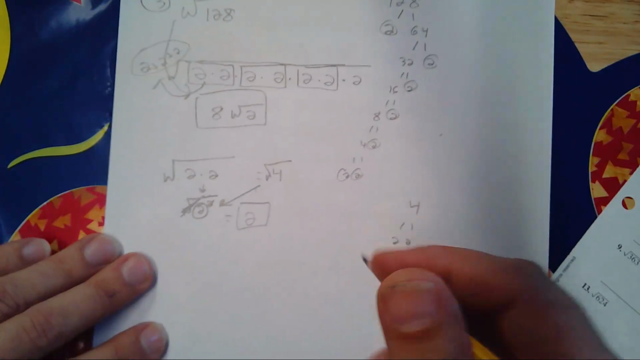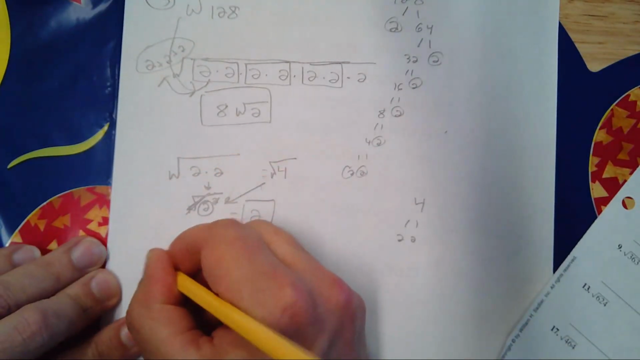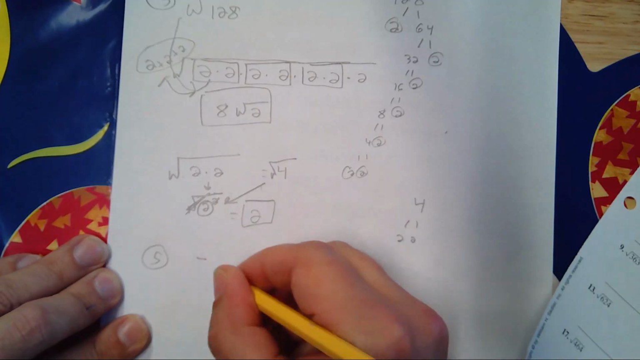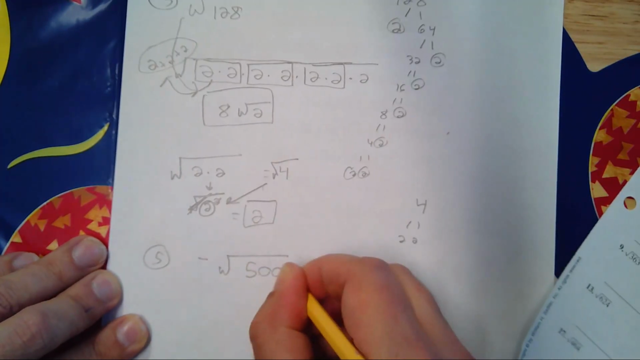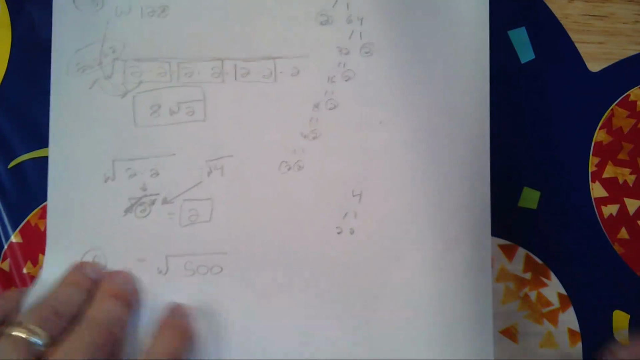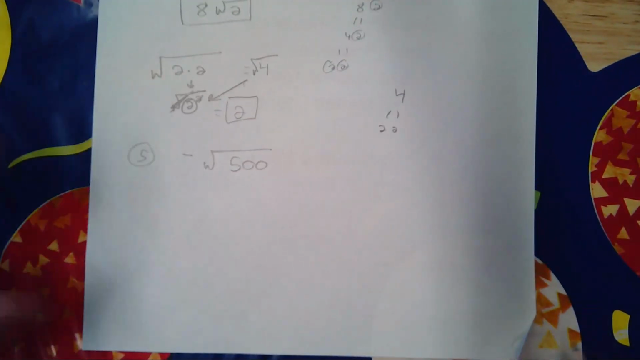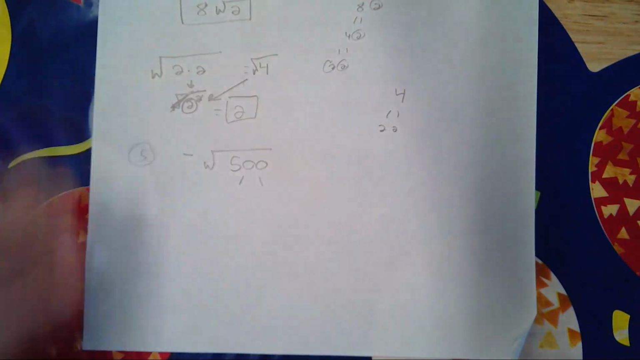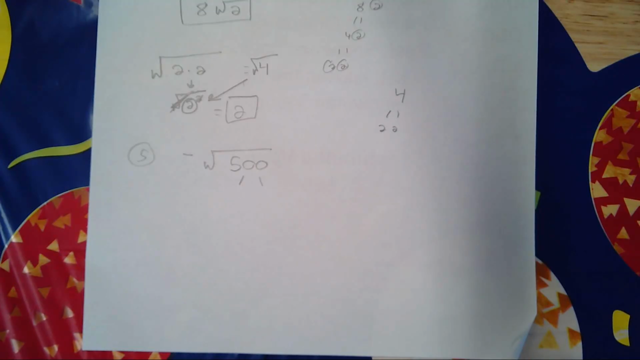Try number 5. Negative root 500. So the first thing you're going to want to do, build trees. Break it down to prime form. And then write it all out in expanded form. That's your first goal here. See if you can do that. And then I'll do mine, and then we'll talk about what we got to do next.